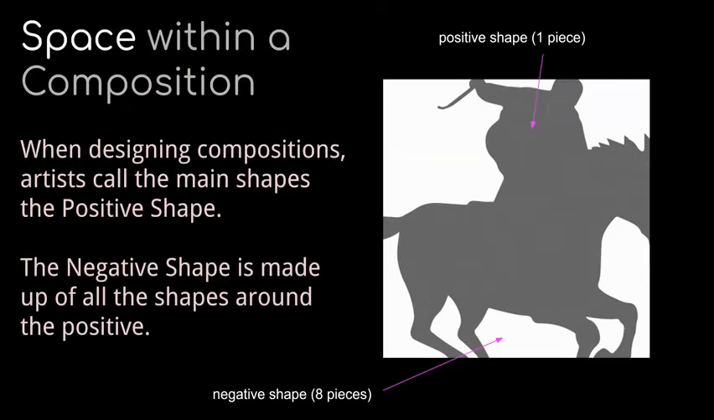Now, here are some special art terms: positive and negative shape. Positive shape would be the main visual element, the main image in a piece of two-dimensional art. The negative shape would be all the other shapes left over. So in this example, we have one positive shape, and then we have 8 chunks of negative shape, 8 white spaces left over.